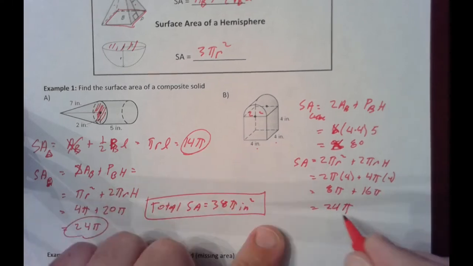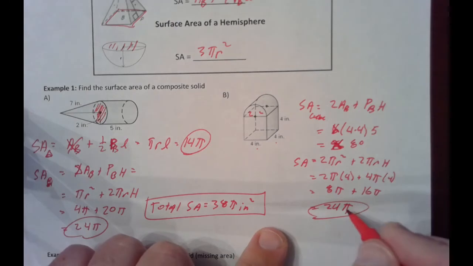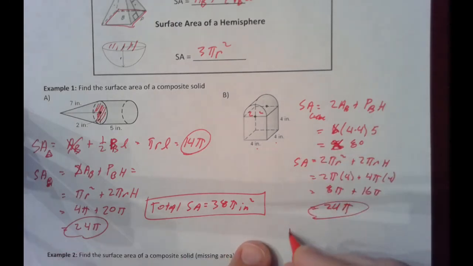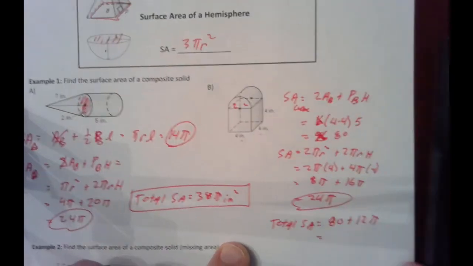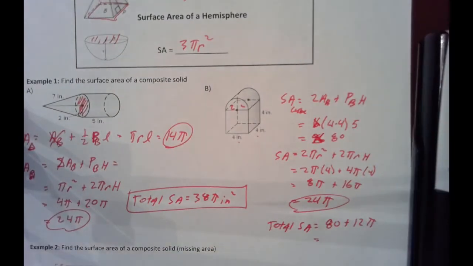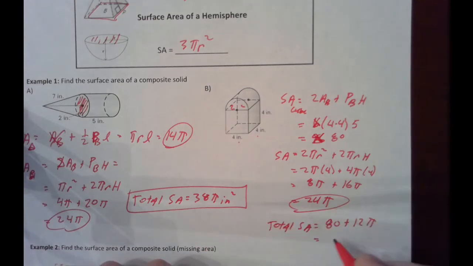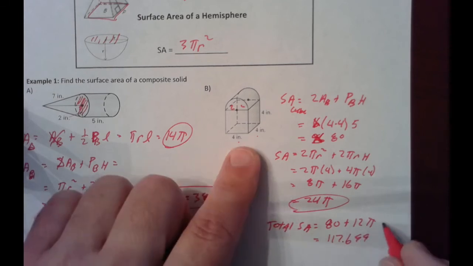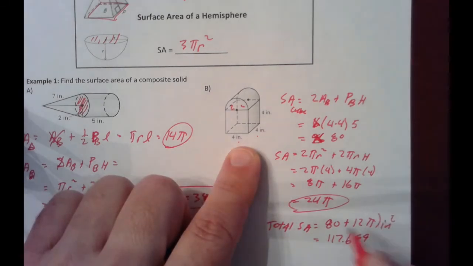Alright, so now that's for the whole cylinder. So I don't want a whole cylinder, I want half a cylinder. So I'm going to go with my total surface area again. It's going to be 80 plus 12 pi. And if you really want to have a decimal answer, you are more than welcome to type it in your machine. And you're going to get 117.699, and our units were inches, so inches squared. And sometimes people put that into parentheses because there are two terms.